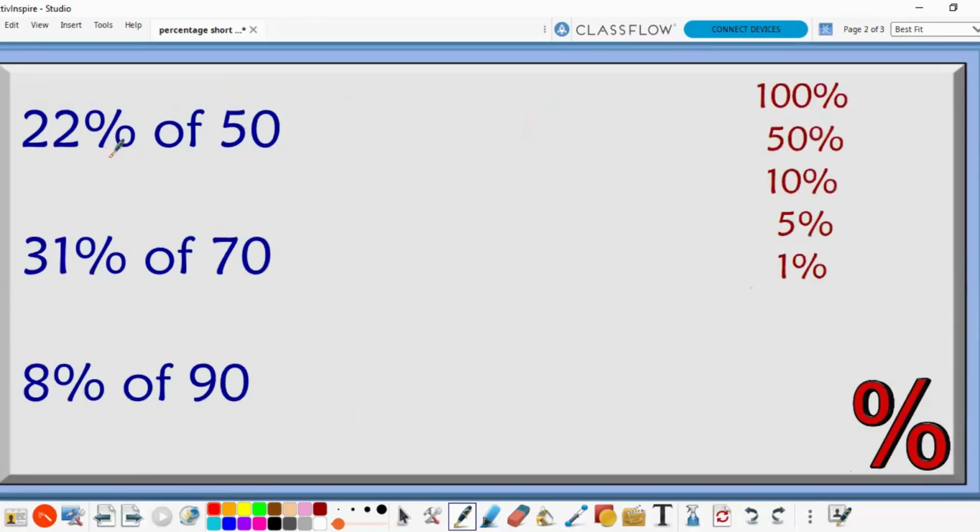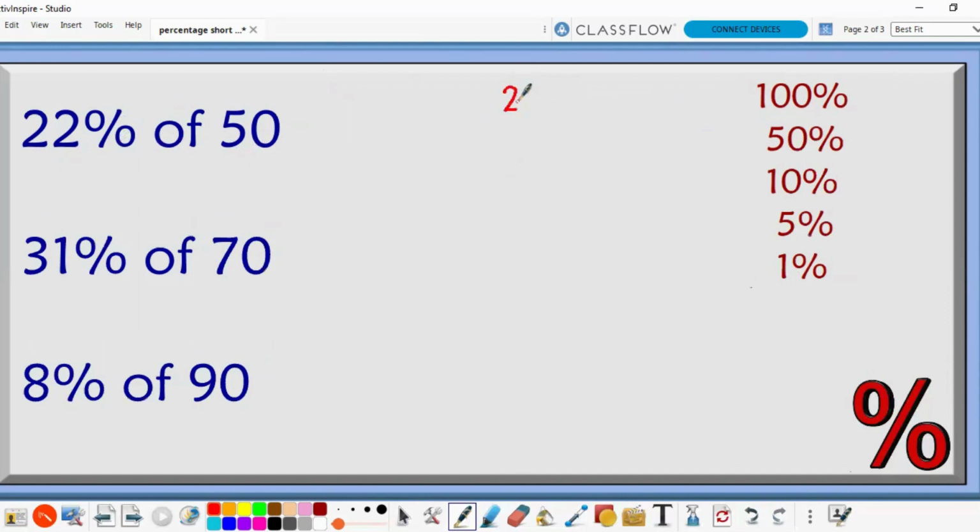The next number here is a percentage that is not divisible by 10. So what we will do is use this percentage as our reference for us to get the 22% of 50 mentally.